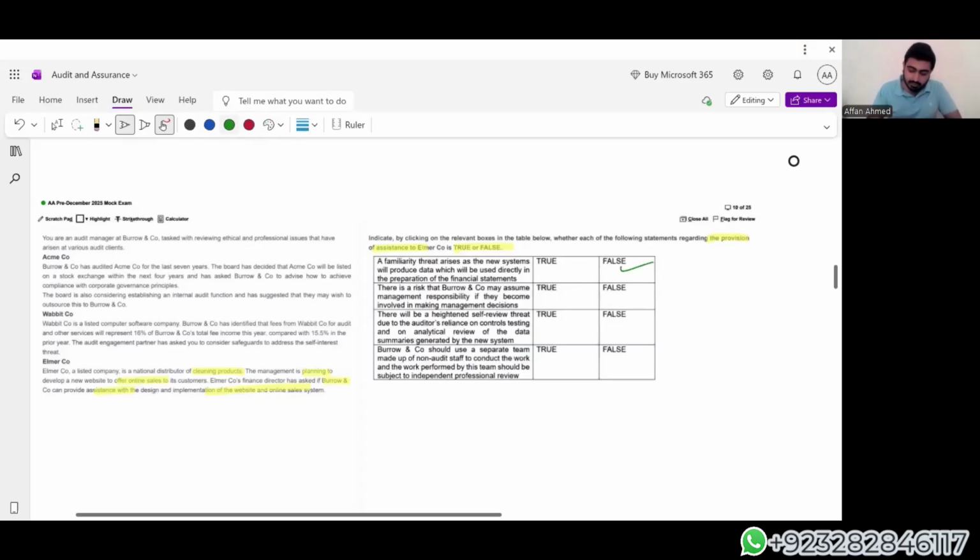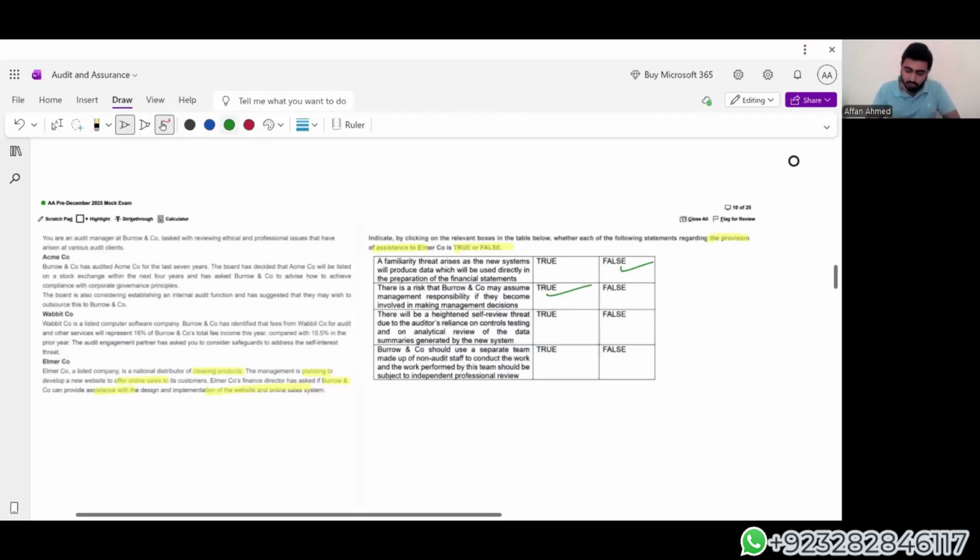So this is a false statement. Next, there is a risk that Burrow company may assume management responsibility if they become involved in making these decisions. Yes, this is true.